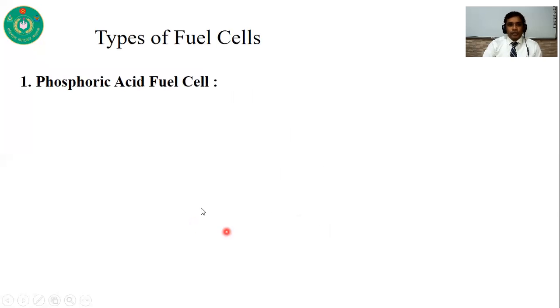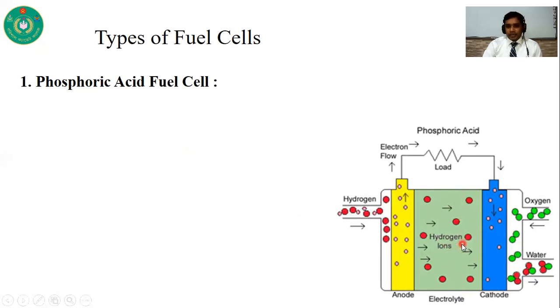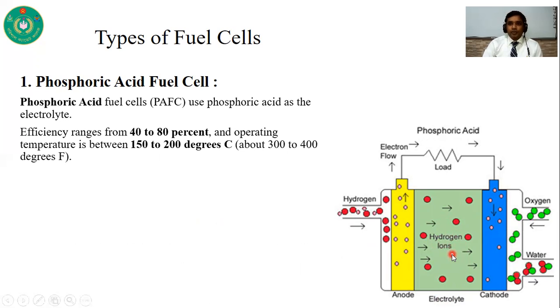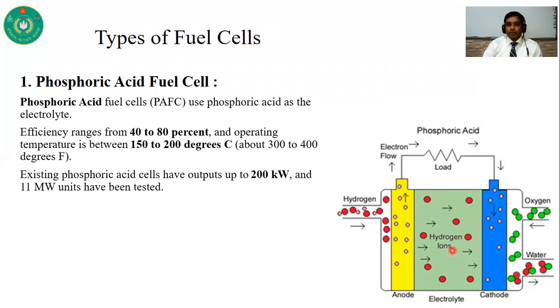So at first, phosphoric acid fuel cell, you can see in this picture phosphoric acid fuel cell. The phosphoric acid fuel cell uses phosphoric acid as an electrolyte. Its efficiency ranges from 40 to 80%, and operating temperature is between 150 to 200 degrees Celsius, and existing phosphoric acid cells have output up to 200 kilowatt, and 11 megawatt units have been tested. So this is a very efficient fuel cell.